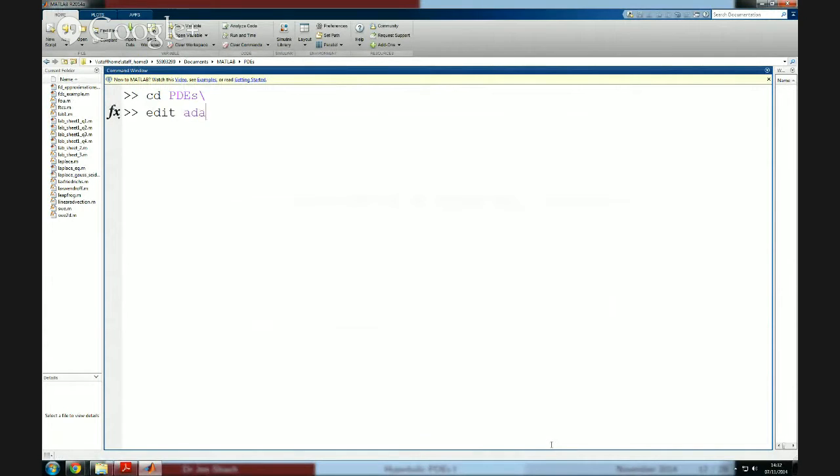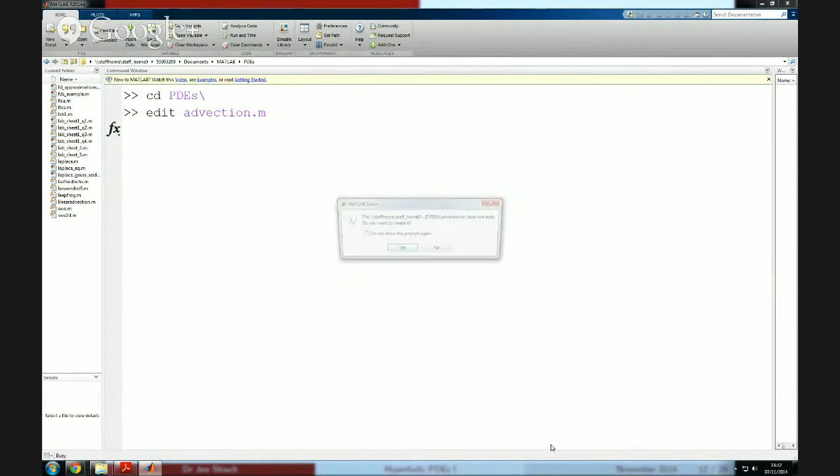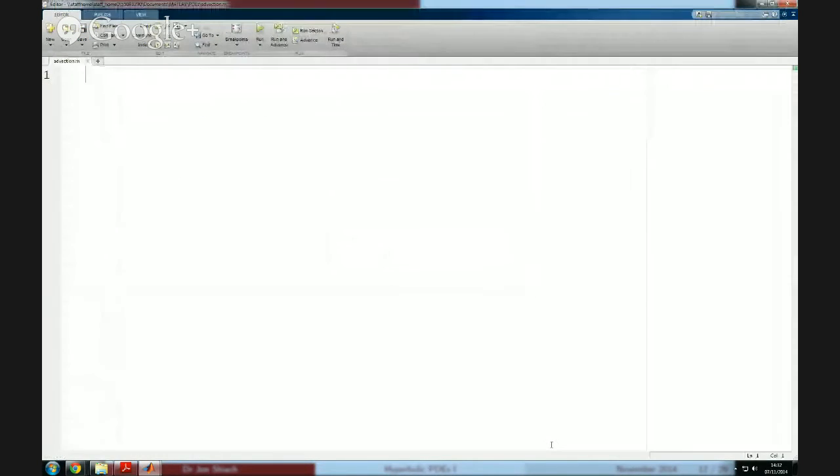I'm going to call it advection. What I'm going to do is write a MATLAB code just to apply the first order upwind scheme. If you're used to me by now, the first thing I do is clear all my workspaces. And I'm going to define variables. There are lots and lots of variables here, so I might forget a few, so let me know if I do forget any.